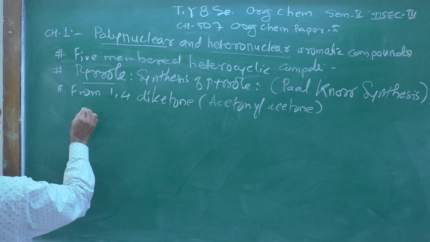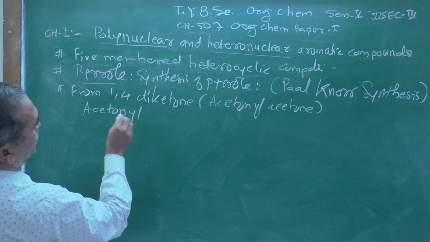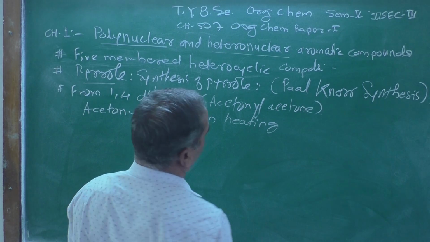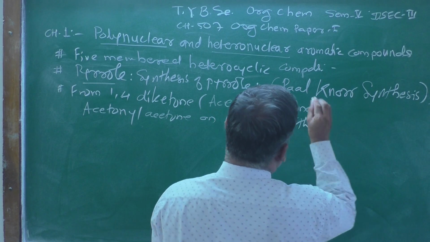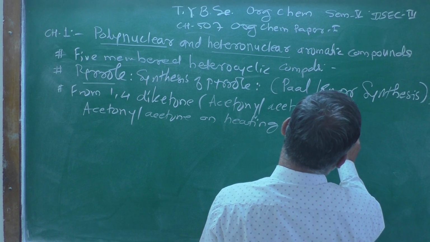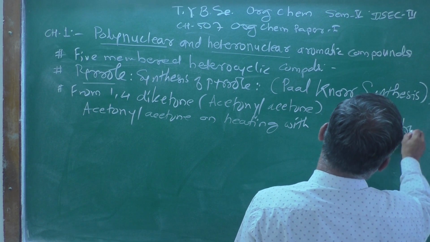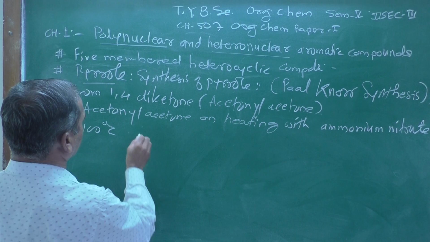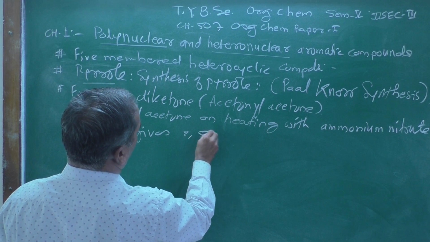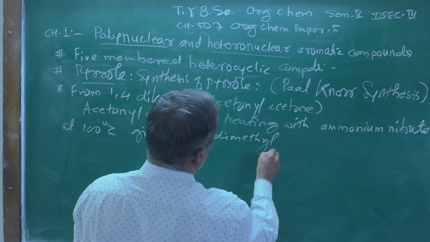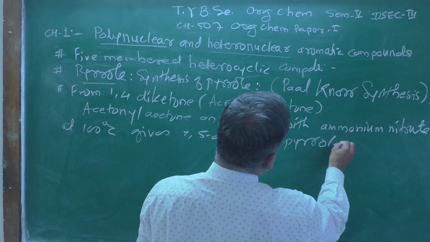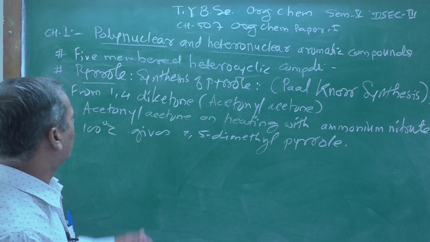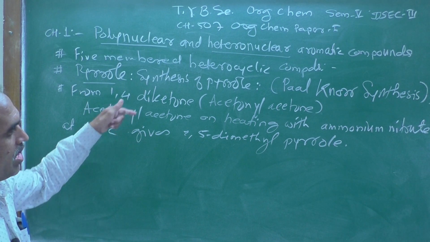So what he did, here he has taken acetonyl acetone, on heating with ammonium nitrate at 100 degrees centigrade gives 2,5-dimethyl pyrrole. This is the simplest procedure for the synthesis of pyrrole that we have mentioned here.